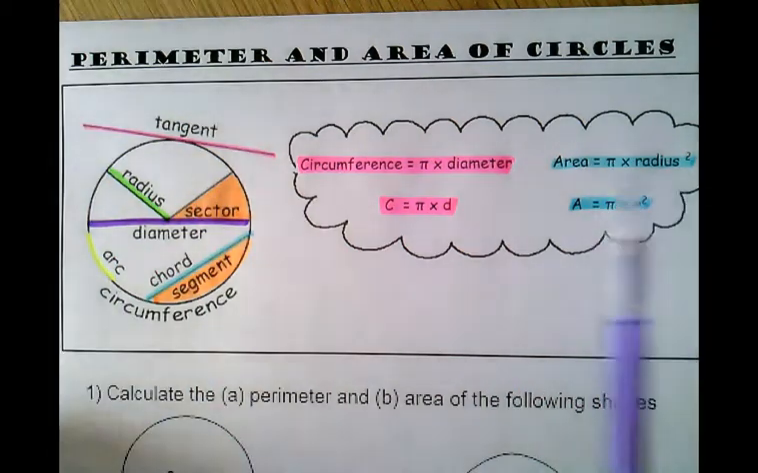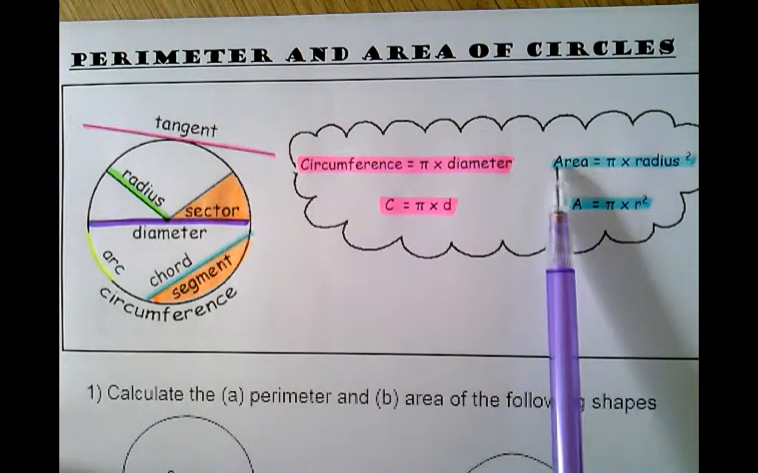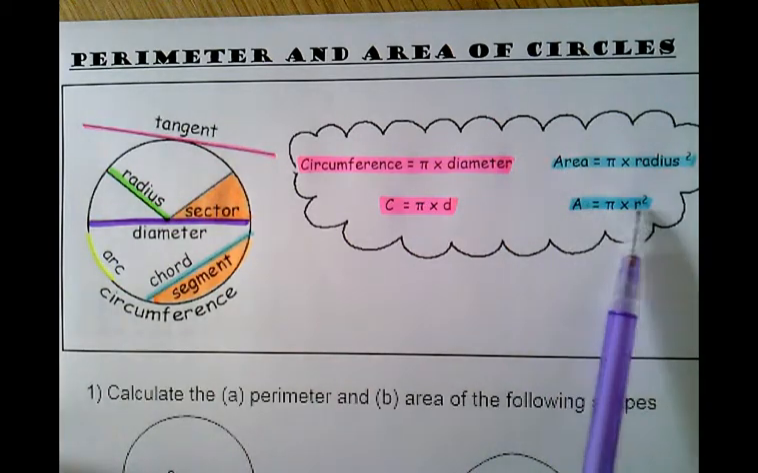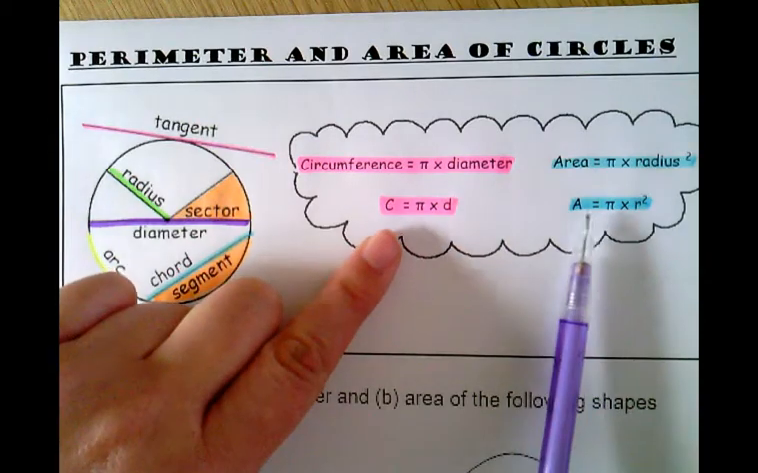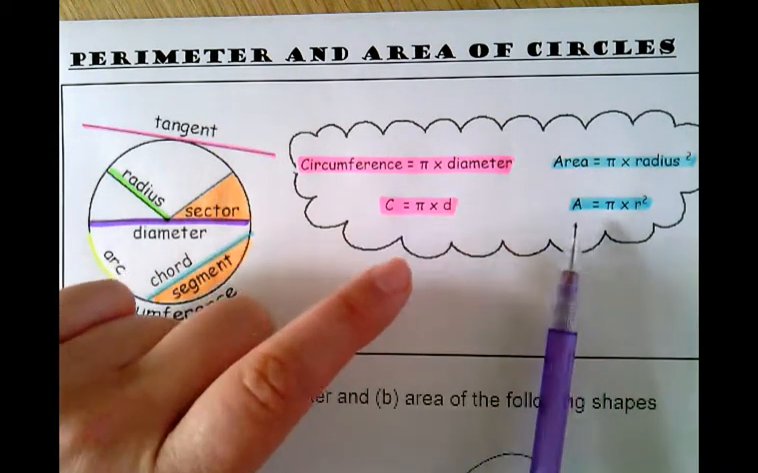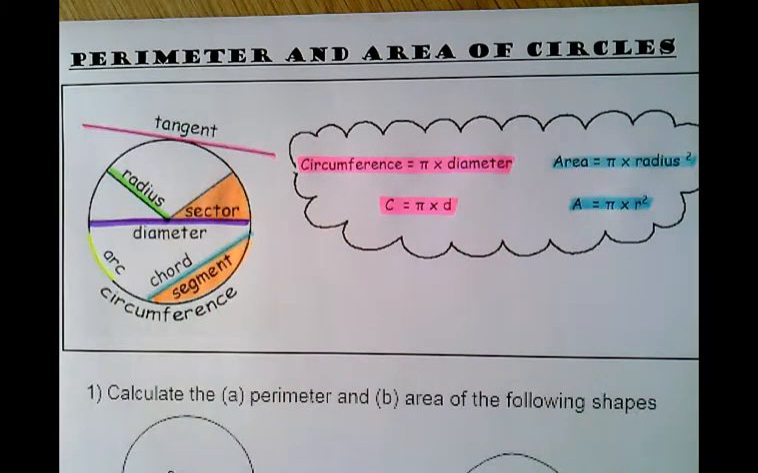So try to remember this one, because the word area starts with A and then R, and those are the two letters that are used in the formula. You need to know these ones off by heart, because they're not given to you in the exam. They're not on the formula sheet. You're expected to know those ones.